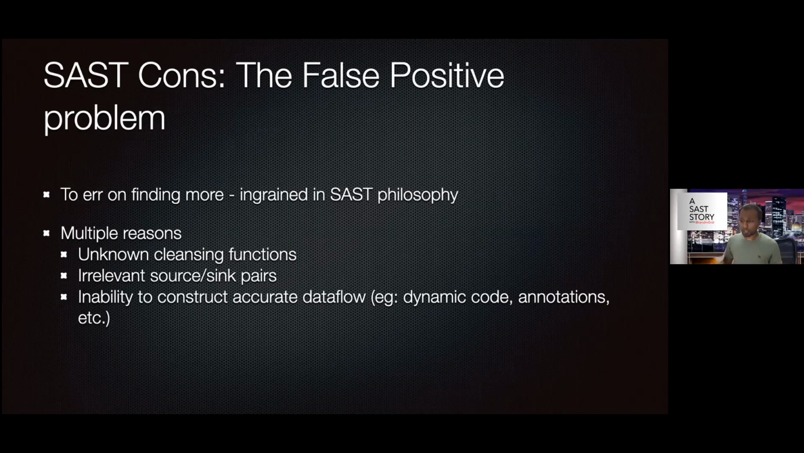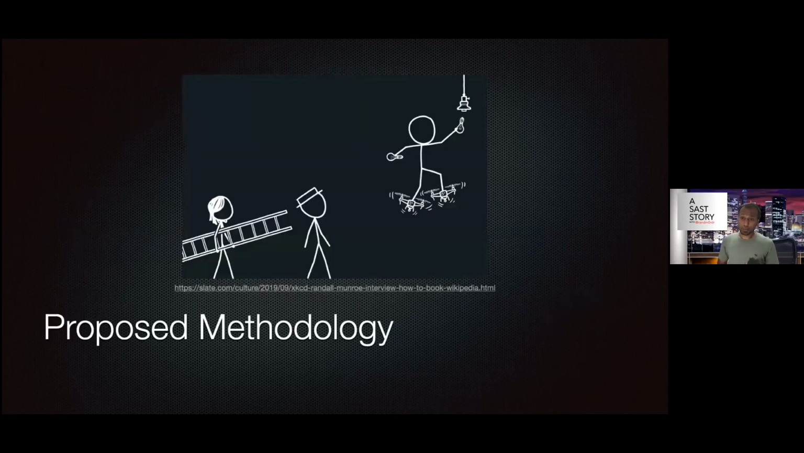And with modern language constructs coming in, it just gets really hard for tools to keep up. You might have languages that perform dynamic code injection, or you could have annotations, you could have frameworks or some sort of middleware that's just not going to show up in your data flow. And these are just going to be gaps for the static analysis tool to really understand what's going on in your code. So that brings us to my proposed methodology.